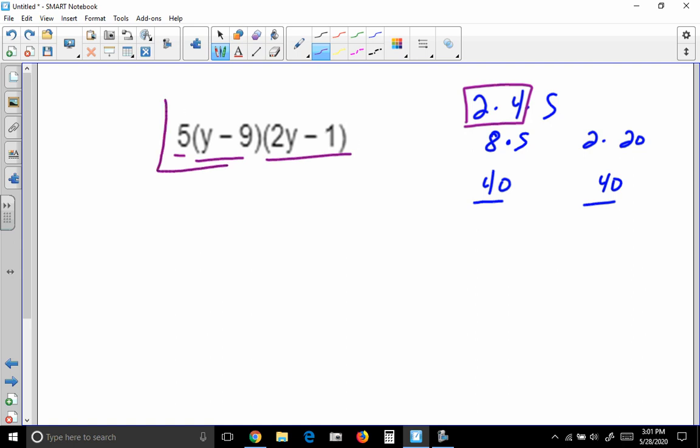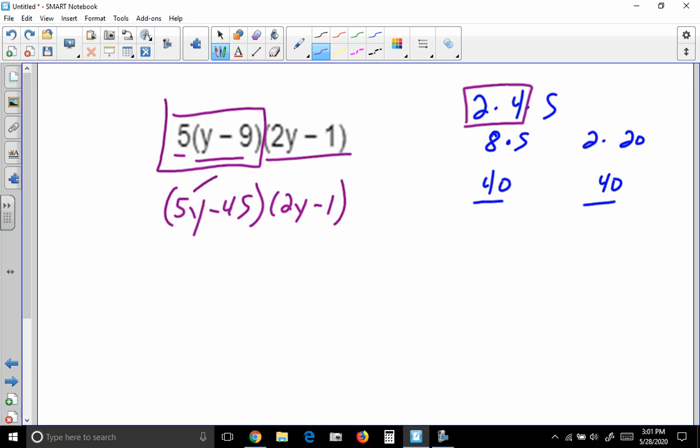So we have 3 things multiplied together here, so we pick 2 of them to multiply. So if you want to multiply those together first, we do 5 times y, and 5 times negative 9. Positive times negative is negative. 5 times 9 is 45. So that's the product of the first 2. Then we multiply that times 2y minus 1.